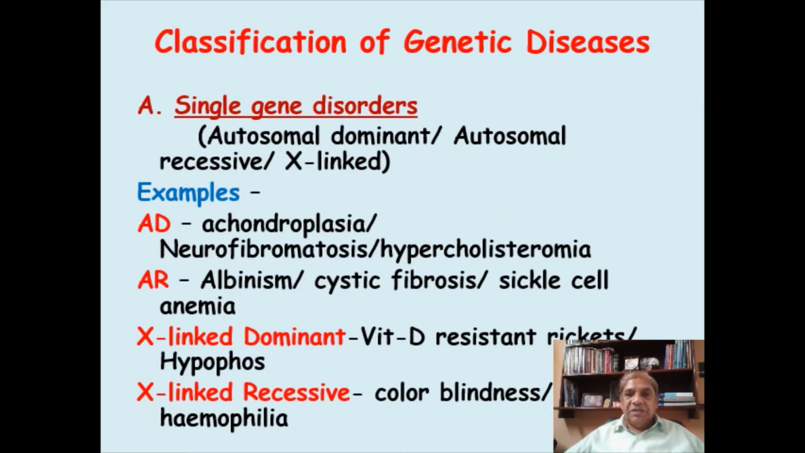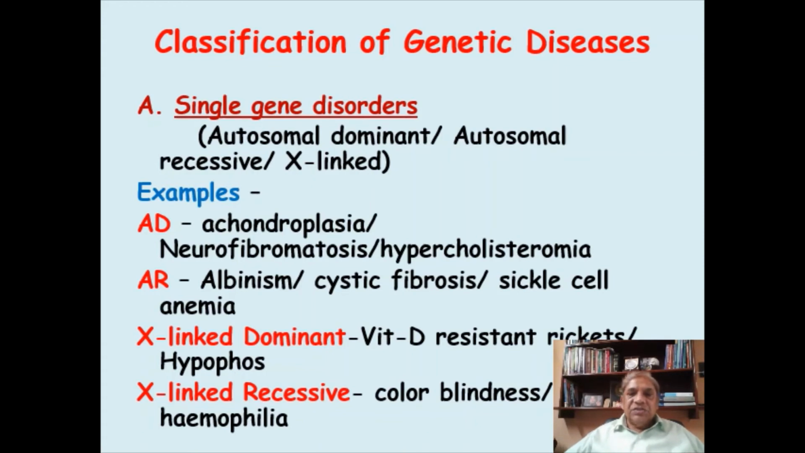Single gene disorders, as you will learn in the next few classes, are classified as autosomal dominant, autosomal recessive, and X-linked disease. X-linked means sex-linked. Because the sex chromosomes in female and male are X, and there is another Y also, but since most of the genes are sitting on the X chromosome, it is called X-linked genetic disease.